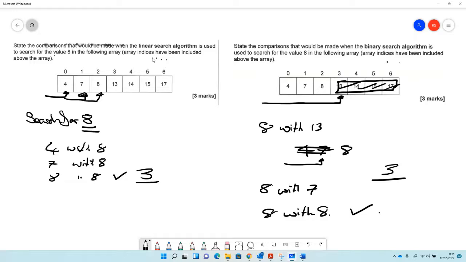So it was looking for you to show that you understand how the algorithm works. So for this question, it's just state the comparison. So we could have just got away with saying we compare 8 with 13, 8 with 7, 8 with 8. That's all we have to say. We don't have to say anything else on that.